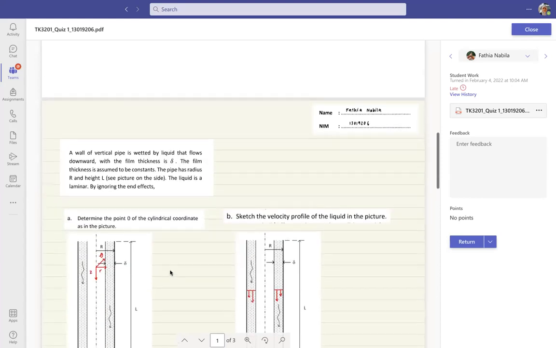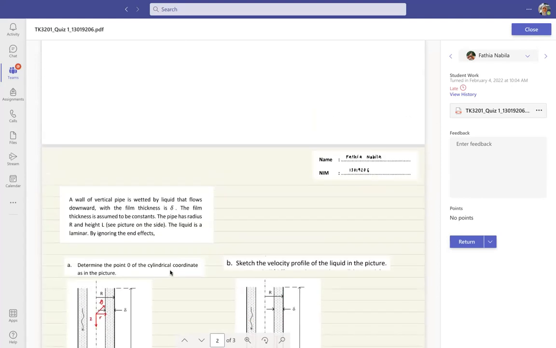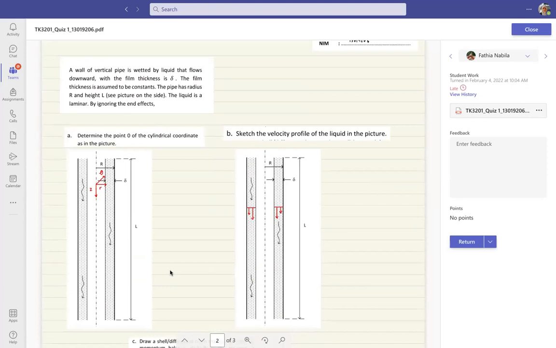Fatia. Okay. Very, very interesting, Fatia. Why did you put it here? I thought it would be in the middle. No, it should be in the beginning. It should start from z equal to 0. Yeah, z equal to 0 and z equal to L.